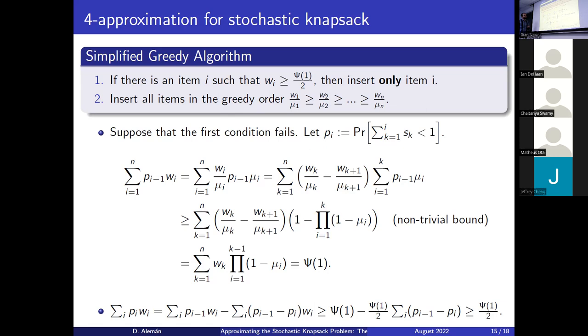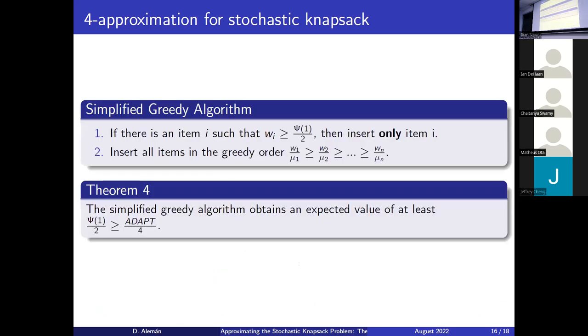So notice that in the analysis of both algorithms, it was crucial to find a suitable upper bound for the maximum expected value over the adaptive policies. So this is what we just proved. The simplified greedy algorithm obtains an expected value of at least C of 1 by 2, which by the previous result is at least a dot by 4. So we obtain a 4 approximation for this.